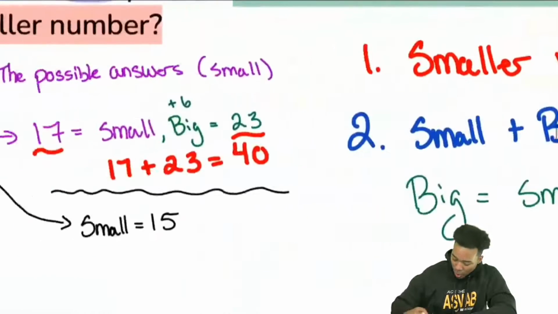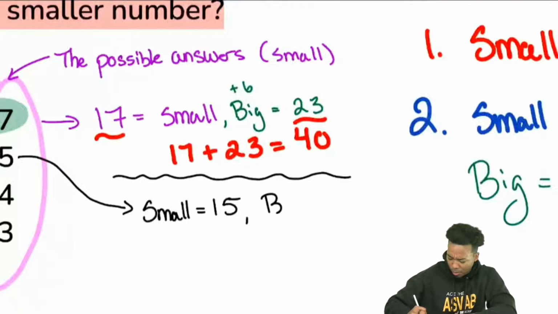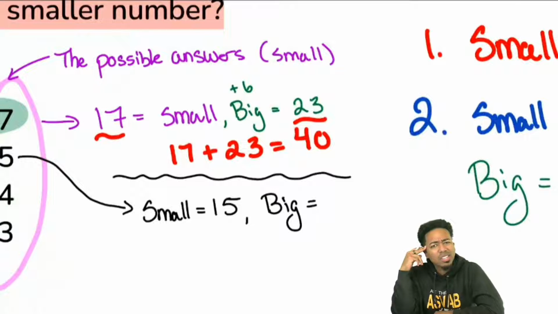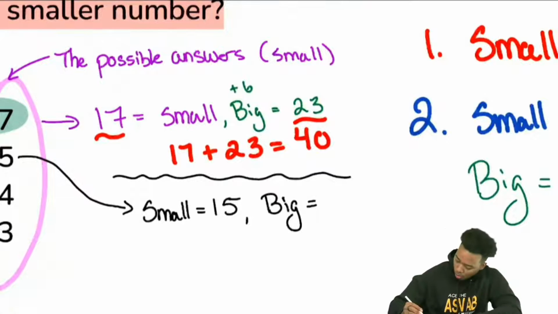Okay. So in this case, the small number is 15. So what would the big number be in this case? If the small one was 15, the big number, if you add 6, what's that going to be? What's 15 plus 6? 15 plus 6 in this case is 21, right? 15 plus 6, 21. Cool.